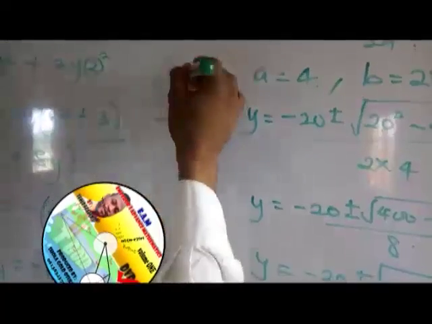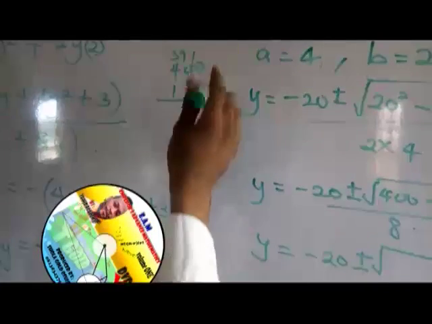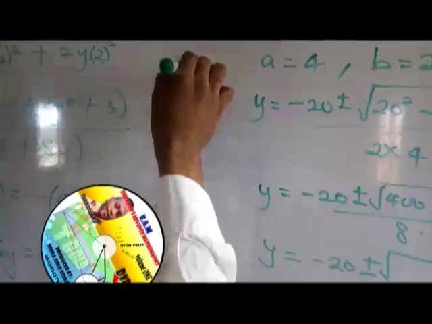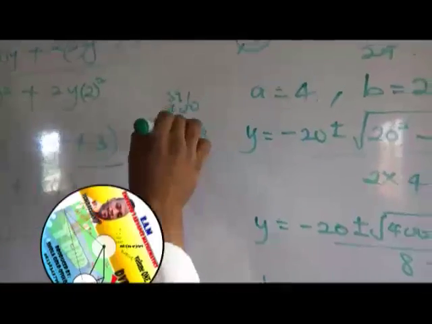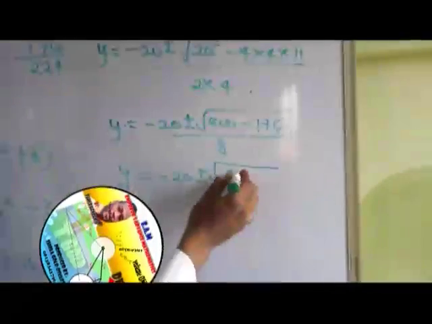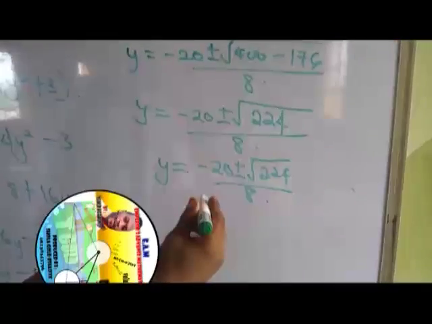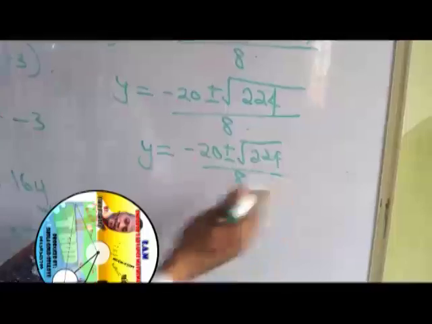So that will be borrowing 1 from here. This one will remain 39. So I'm going to have 4, then 2. This one remains 3, that will be 2 also. 2, 2, 4. I'm going to have 2, 2, 4 over 8. So I'm going to have the square root of this, which is going to be y.